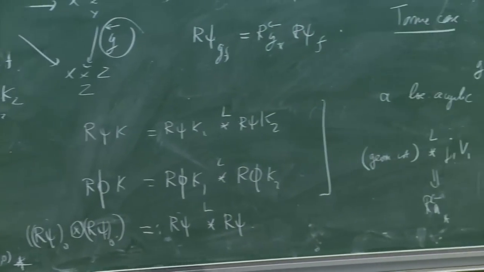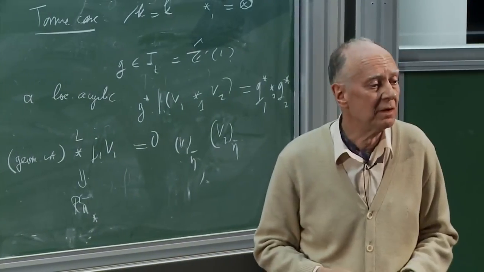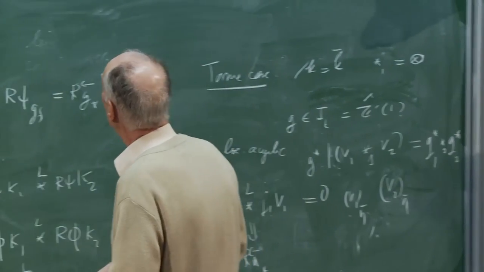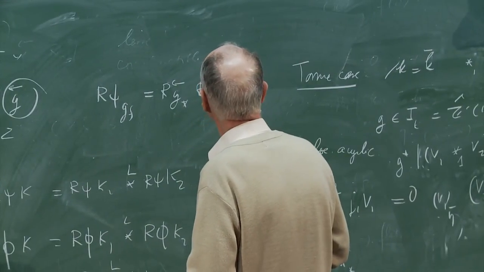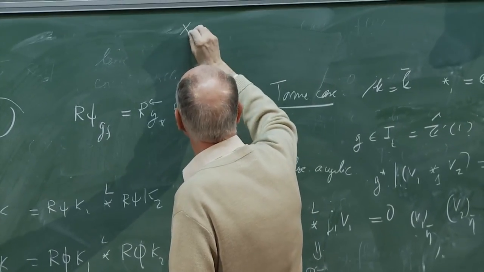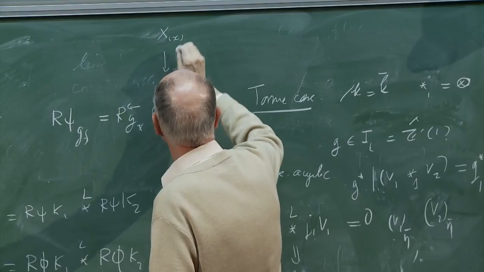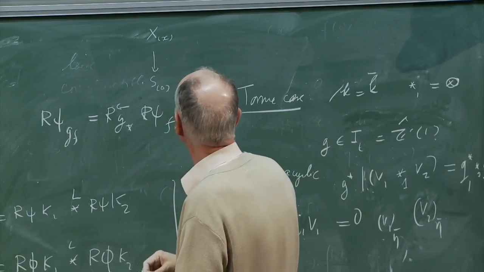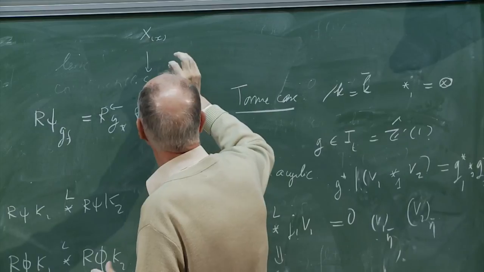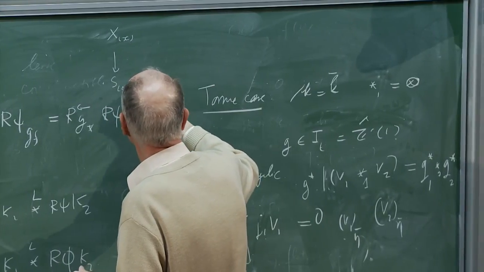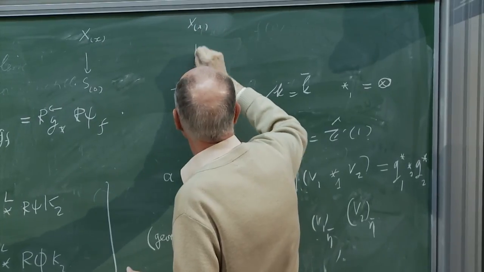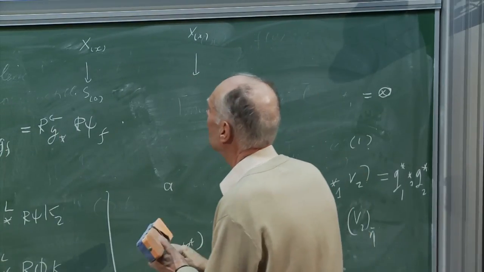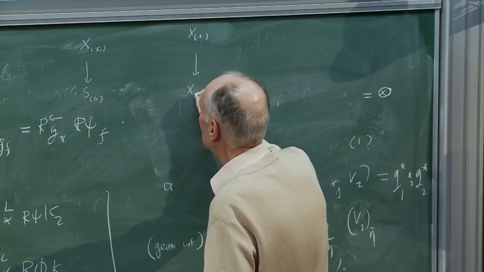So, in fact, to understand the stalks of this Rψ, I should have said a little more, but I had no time. So, in fact, in the local situation, let's say X, S, S, so then in this local situation, you have this ψ to the vanishing topos.